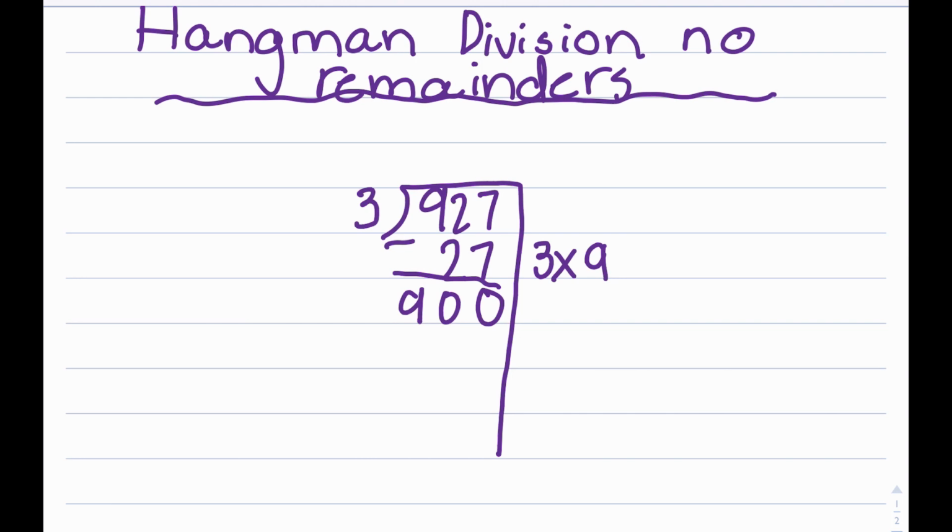Now we have to figure out how many 3's go into 900. 300 3's go into 900. So we will do 3 times 300. Now let's do 900 minus 900, which equals 0.